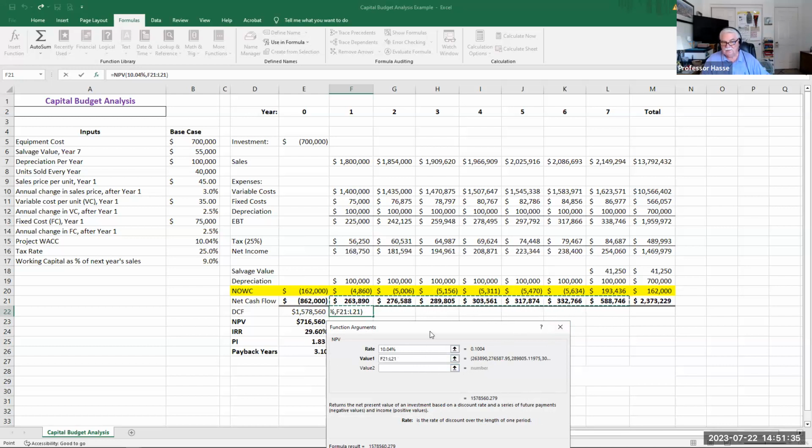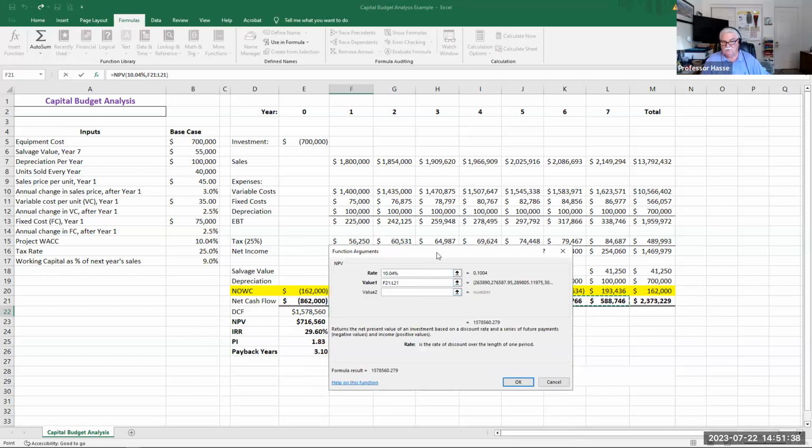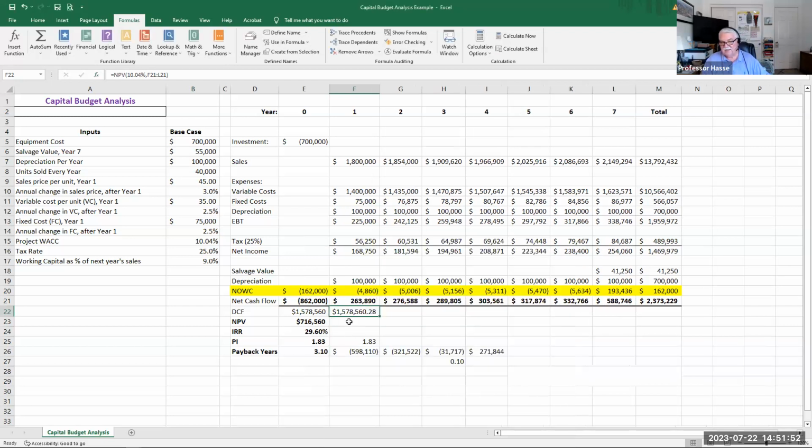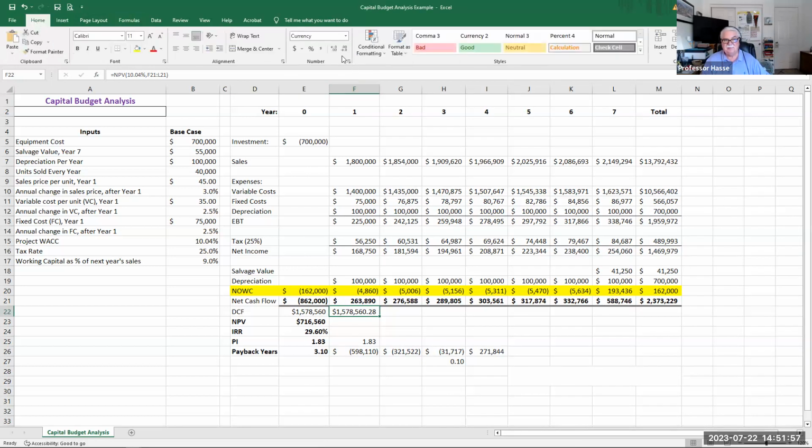So now this formula is taking years 1 through 7, $2.373 million of cash flow, and discounting it back at my cost of capital, 10.04%, and I get $1,578,560. And we always round. Professor Hasse does not like to see pennies in numbers. And there's my discounted cash flow, 1,578,560. If you were explaining this to me, you would say, Mr. Hasse, they're generating $2.373 million of cash flow.